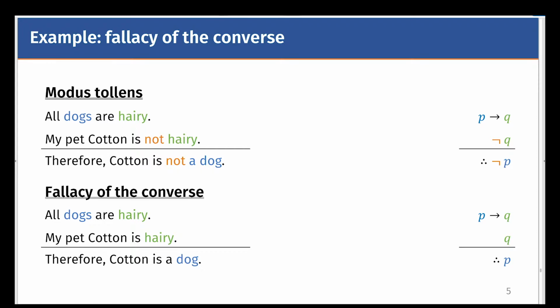Here's an example for the fallacy of the converse. It is valid to say, all dogs are hairy. My pet Cotton is not hairy. Therefore, Cotton is not a dog. In the fallacy of the converse, it is invalid to say, all dogs are hairy, my pet Cotton is hairy, therefore Cotton is a dog. This is invalid because just because you said that Cotton is hairy doesn't mean it's going to be a dog. It might be a hairy cat.